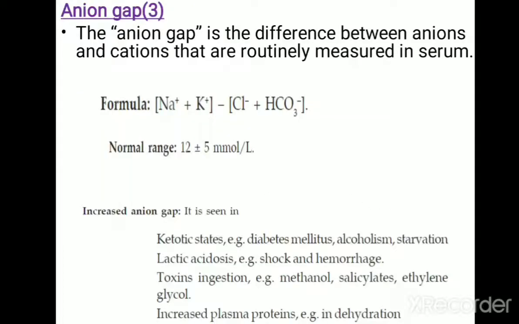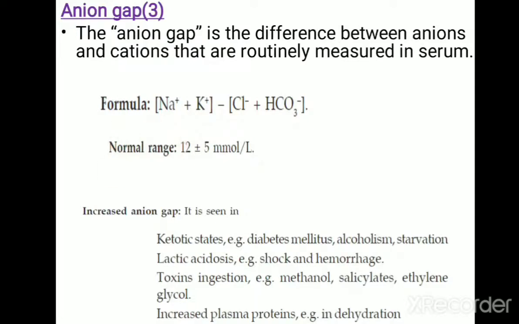And the last question, that is anion gap. By definition, anion gap means the difference between measured cations and anions. Here the cations are sodium and potassium. These are the major cations of the blood, and the major anions are chloride and bicarbonate. So the difference between these measured cations and anions is known as anion gap, and the normal range is around 12 plus or minus 5 millimole per liter.